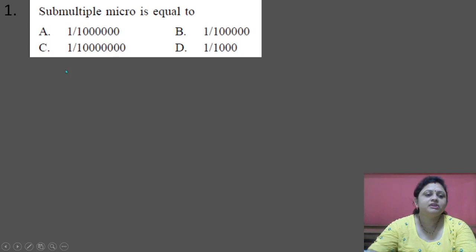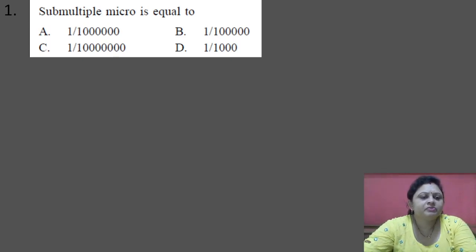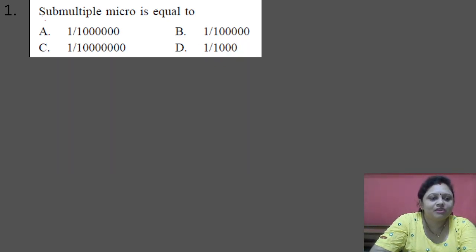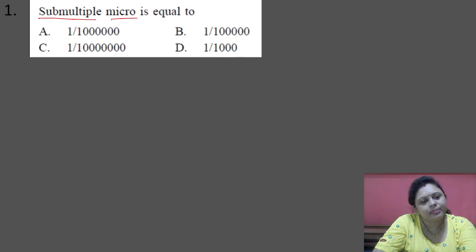First question: submultiple micro is equal to? Option A is 1 by 1 followed by 6 zeros. In option B, 1 by 1 followed by 5 zeros. In option C, 1 by 1 followed by 7 zeros. And D, 1 by 1000. So we have to find out the submultiple micro.